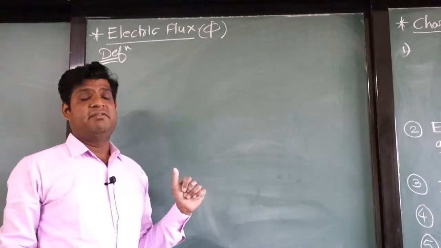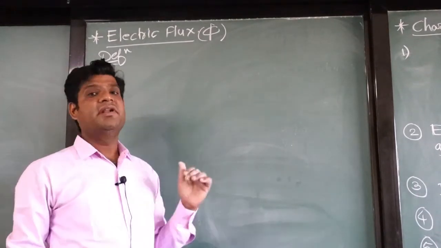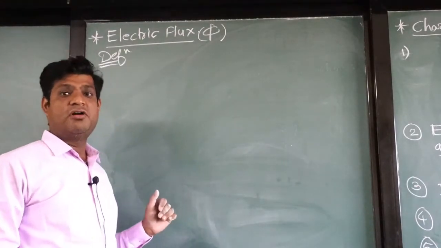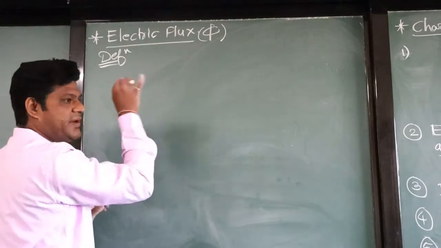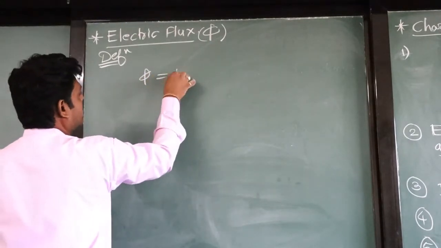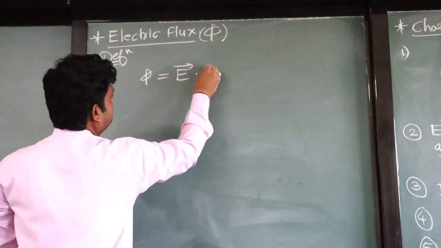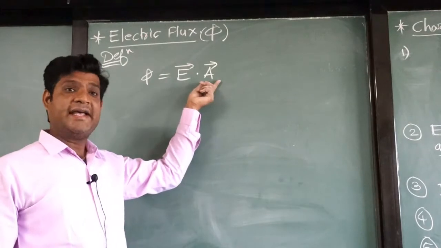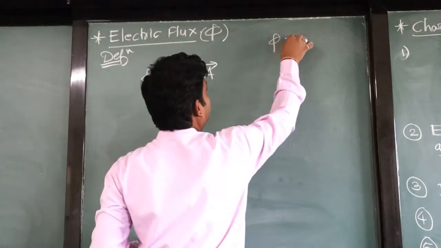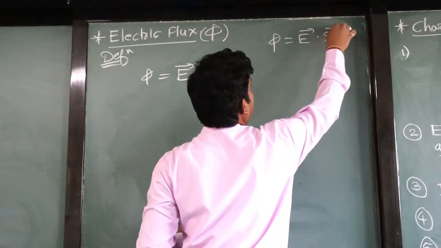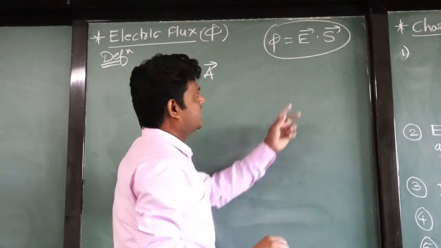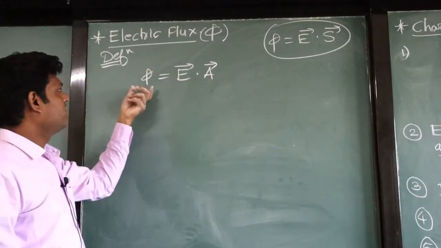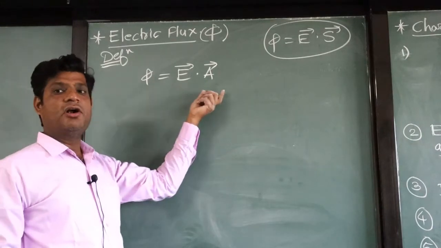The number of electric field lines passing perpendicularly through per unit of the given area. This is the definition of electric flux. Mathematically, we write flux equal to electric field times area. In some books the symbol is capital S, so we can write phi equal to E vector dot S vector. This is the symbol for the area vector. See, flux phi equal to E vector dot A vector.